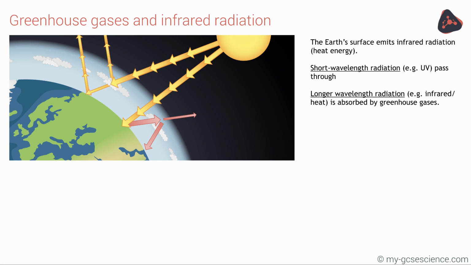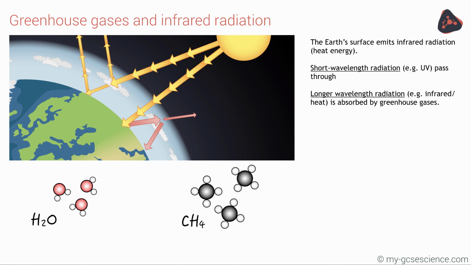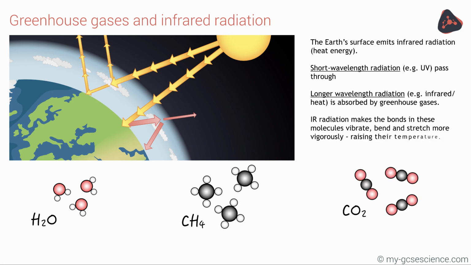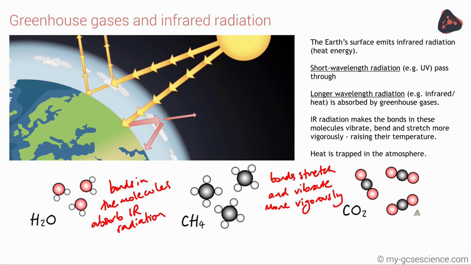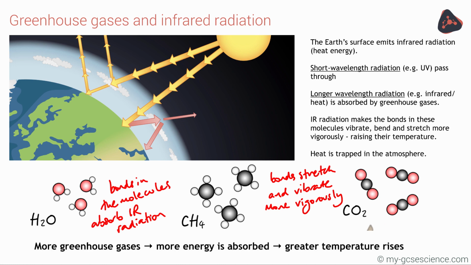But the longer wave radiation, i.e. the infrared radiation, is absorbed by greenhouse gases. These greenhouse gases are water vapour, methane, and carbon dioxide. The infrared radiation is absorbed by the molecules of these gases and makes their bonds vibrate, bend and stretch more vigorously, thus raising their temperature. This is how these molecules trap heat in the atmosphere, thus creating the greenhouse effect. So the more greenhouse gases there are, the more energy will be absorbed and the greater the temperature rises around the world.